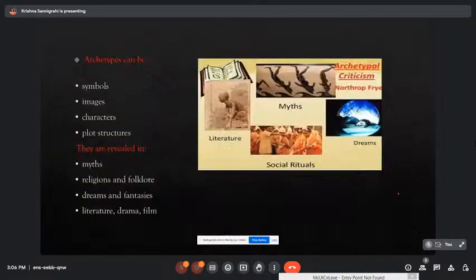Now, what can the archetypes be like? How would you define what kind of archetypes you see around you? That is what we are going to see. So, archetypes can be what? They can be symbols, images, characters, or plot structures.